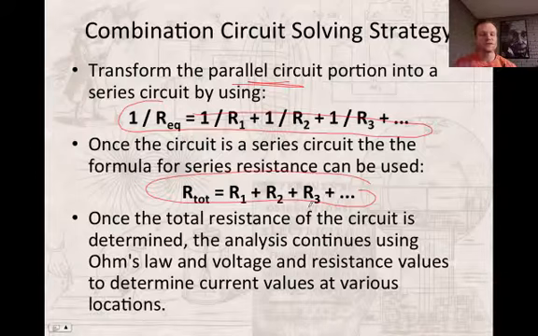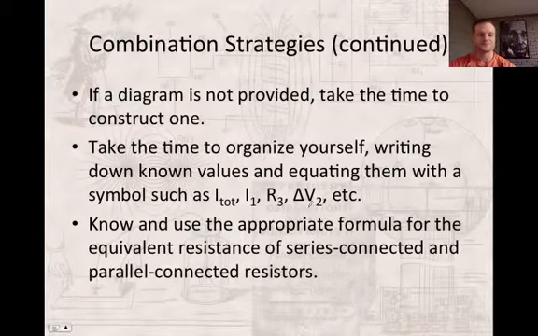Once you figure out the total resistance of the circuit, then you can continue your analysis by using Ohm's law, which is V equals I times R, to determine the voltage and resistance values at various locations in this circuit. And we're going to do one example problem later on in the video to give you a look at how you might use some of these strategies when solving a combination circuit.